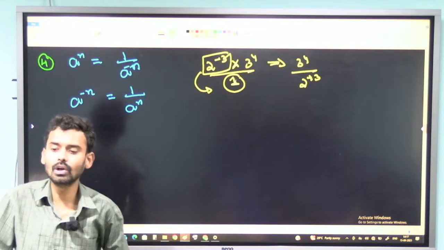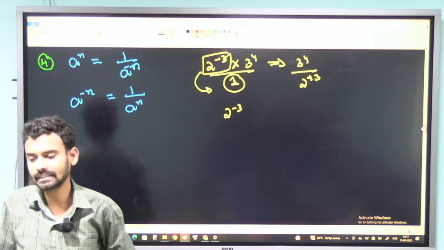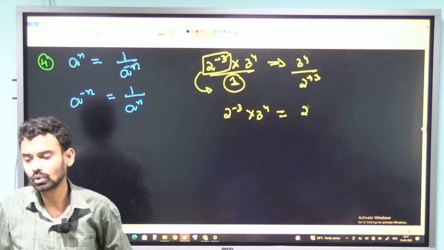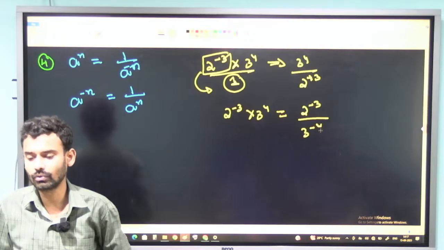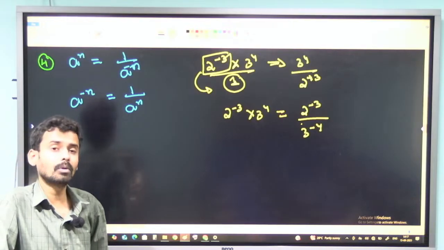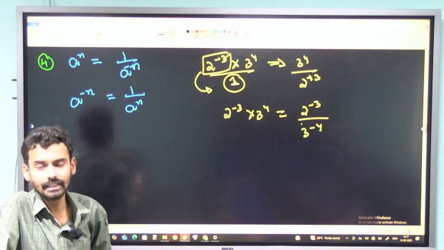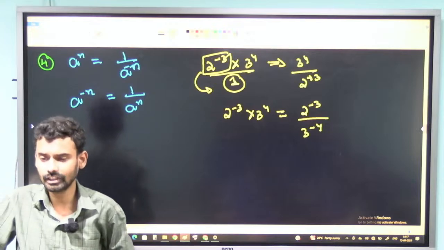And suppose I want to send 3 to the power of 4 to the denominator. 2 to the power of minus 3 into 3 to the power of 4 can also be written as 2 to the power of minus 3 divided by 3 to the power of minus 4. Now I am sending 3 to the power of 4 from the numerator to the denominator. So what I did? I changed the sign of 3 to the power of 4 to 3 to the power of minus 4. That is, I am changing the sign of the power.